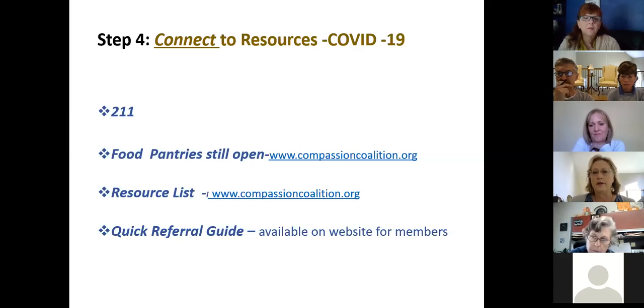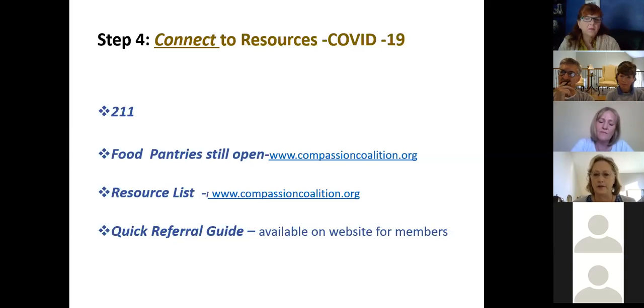And then we also have our quick referral guide, which lists a variety of resources, not COVID specific, but just resources in general. And that's on our website, available for members. That's very helpful because it has everything from A to Z in it. The most frequently referred to items, I won't say it has everything, but it has things that we refer to most frequently at Compassion Coalition. So if you have a question about any of those, you can let us know.